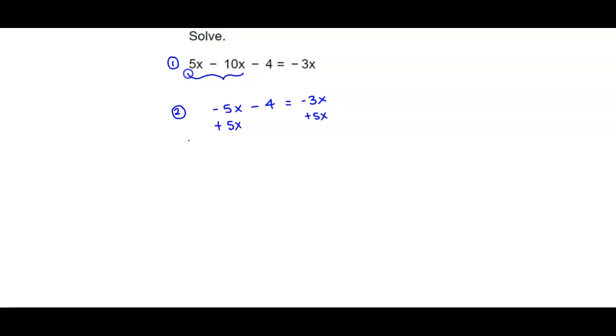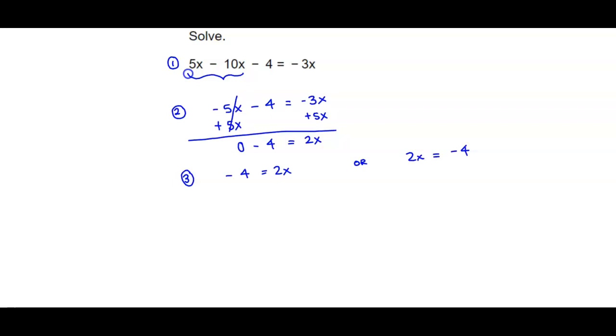So now what we get is 0 minus 4, which is equal to 5x minus 3x, which is 2x. So we have 0 minus 4, which is negative 4, equal to 2x. Or we can rewrite this as 2x equal to negative 4. It doesn't matter which way you go.